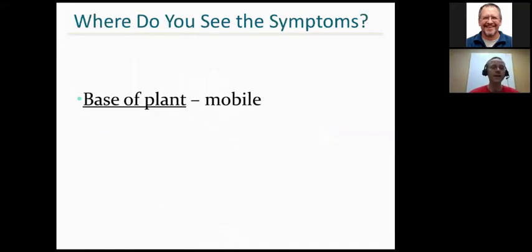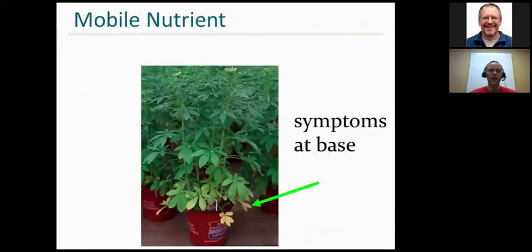If it happens at the base of the plant, like in the picture of those marigolds, that tells us that we're dealing with a mobile nutrient. The plant reallocates the nutrients to the newer, younger tissue at the expense of the older, more mature tissue when there's a lack of nutrients available to the plant. And here's a typical response. You see that the top part of the plant is nice, lush, and green, but the bottom part of the plant is progressively getting chlorotic.